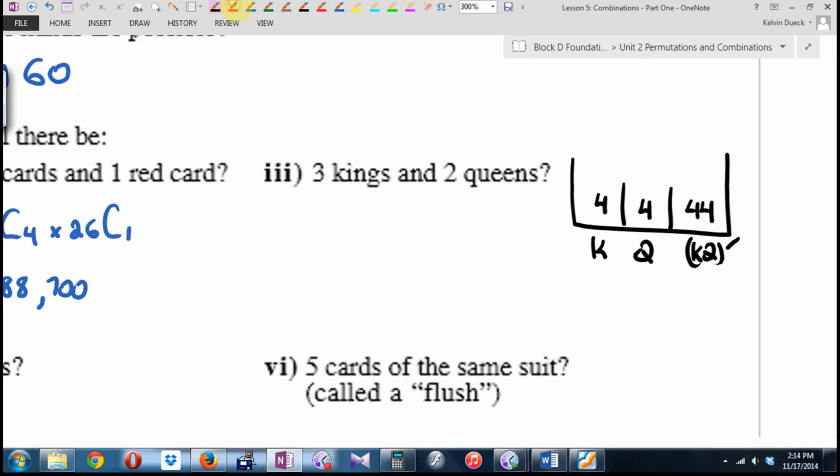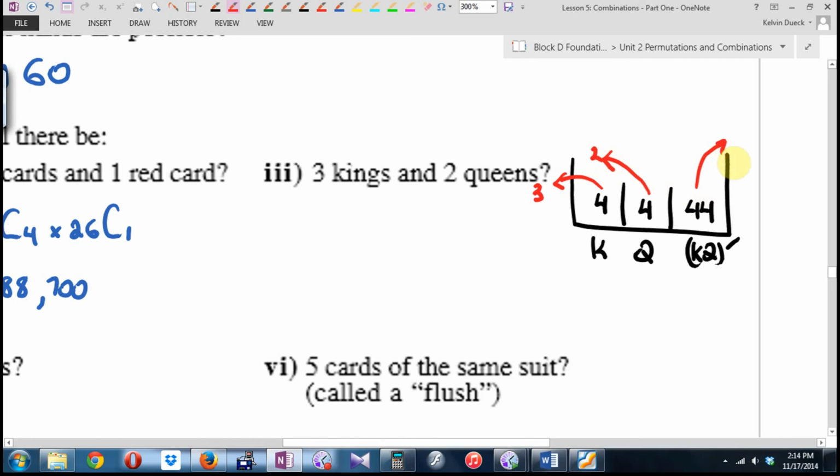Now, how many kings do I want? What's the question say? How many kings? 3. How many queens do I want? How many others do I want? Trick question. None. But again, can you see with this bucket, I could have said 3 kings, 1 queen, and 1 generic card. It'd be easy to tweak.